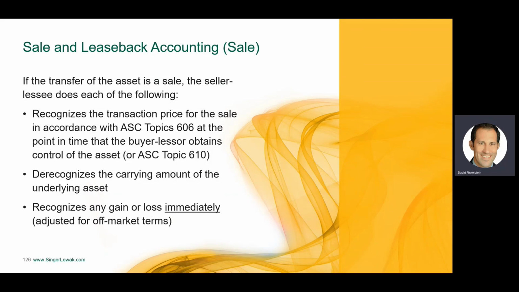When you have a sale, if the transfer of the asset is a sale, the seller lessee does each of the following. It's going to recognize the transaction price for the sale in accordance with 606, so under normal revenue recognition criteria, at the point in time that the buyer lessor obtains control of that asset. It's going to de-recognize the carrying amount of the underlying asset, and it will recognize any gain or loss immediately, again adjusted for any off-market terms in the agreement.